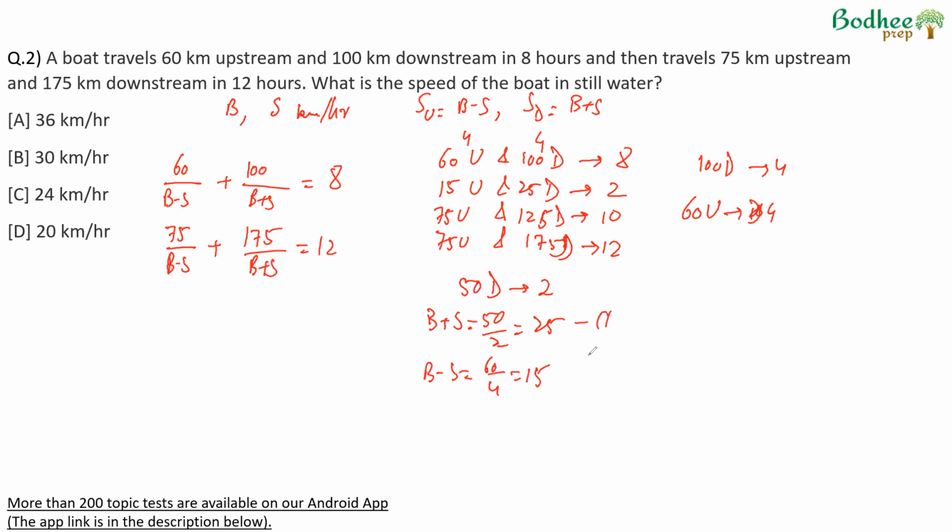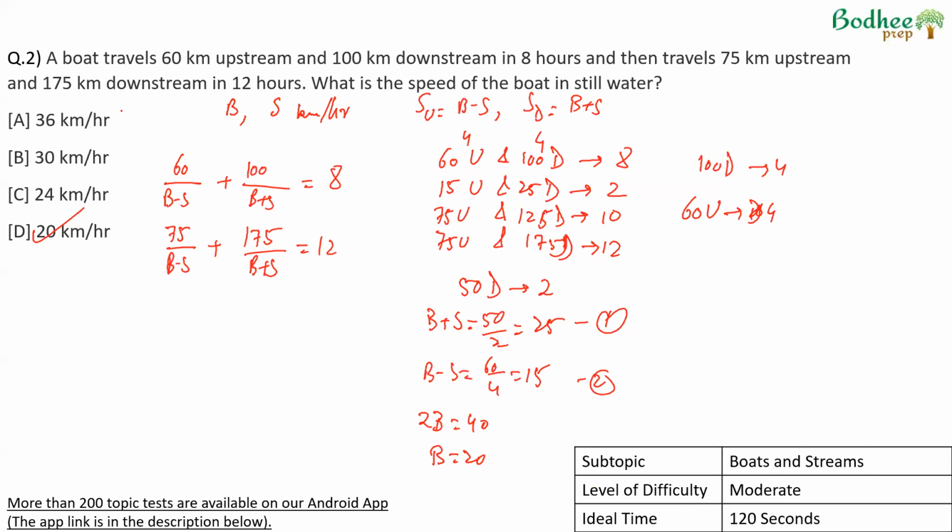Equation 1, equation 2, add the two equations. 2b is equal to 40, b is equal to 20. Speed of the boat is 20 kilometers per hour. Again, moderate level of difficulty question only because solving might take time. Solving this equation might take time, but if we use proportionality, this can be done almost orally. Solving time maybe 2 to 2.5 minutes at most.